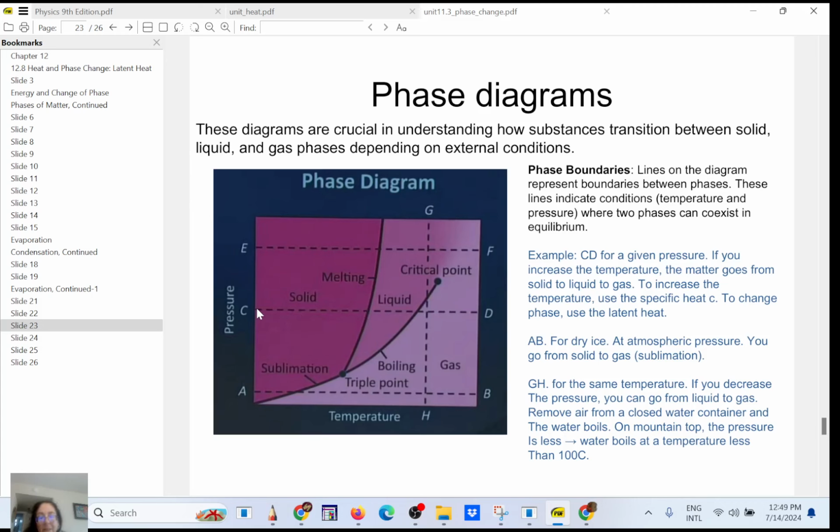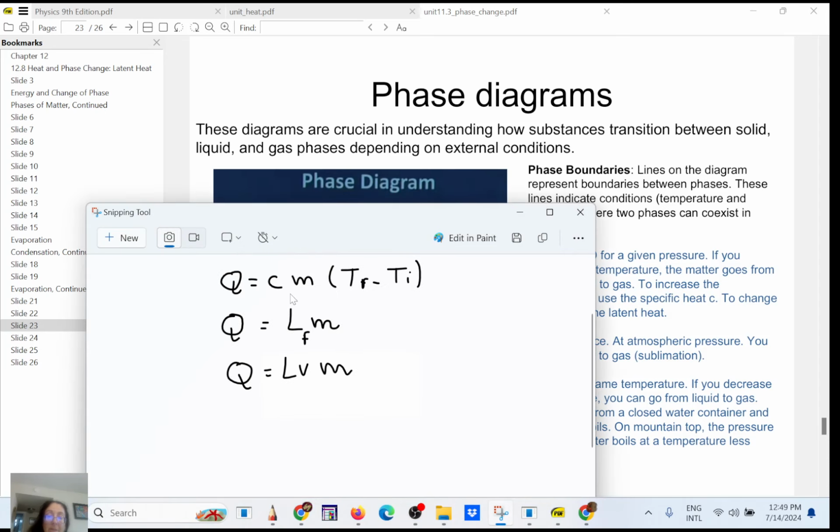So, for example, here you can start from C, and in that case, you are at a given pressure and you're going to increase the temperature. By increasing the temperature, you're going to bring thermal energy to the solid. So the molecules are going to start to move faster. In that case, we're going to use this equation that will be how much heat is absorbed by the solid, and that will be translated by an increase in temperature.